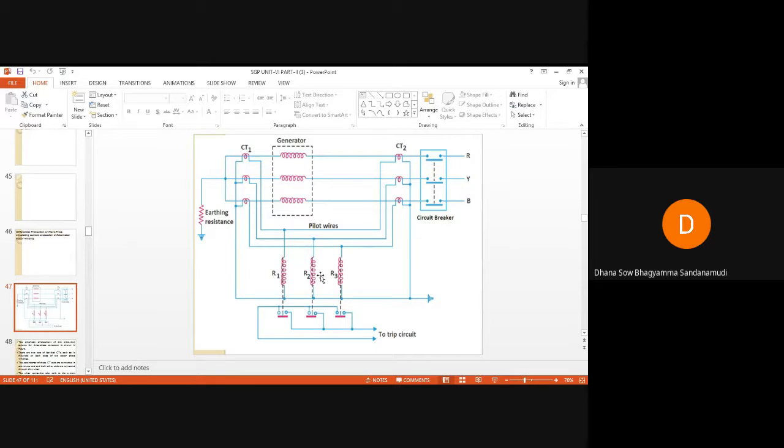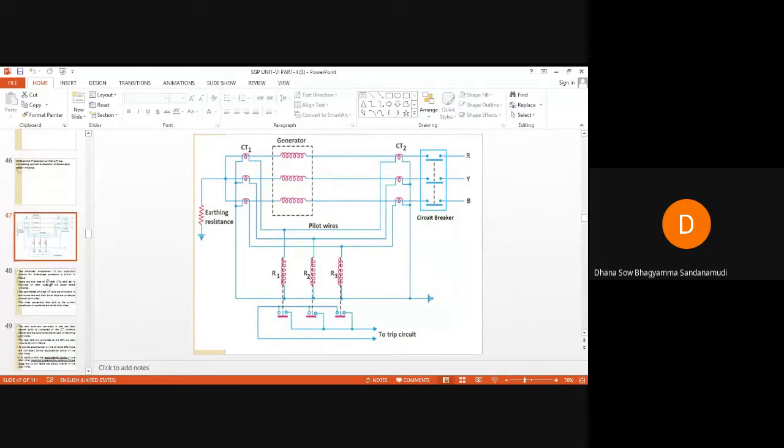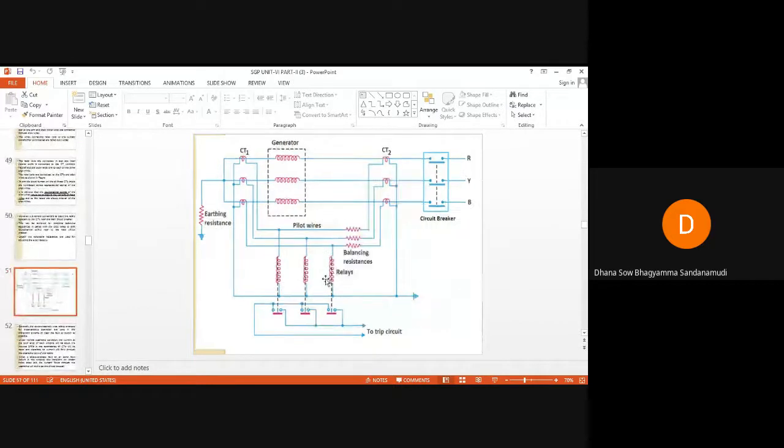The main purpose of placing these relays at the midpoint of the pilot wires is that we want to equally distribute the burden on both the CTs. In order to equally distribute the burden on both the CTs, if you are unable to determine the potential point on the pilot wires, then it is better to use balancing resistors.